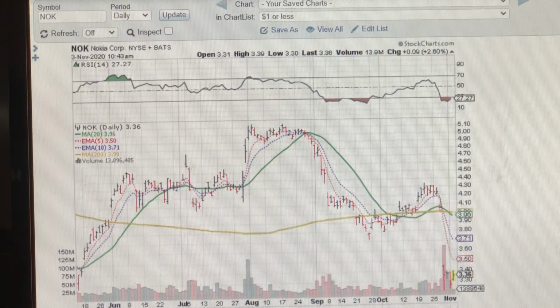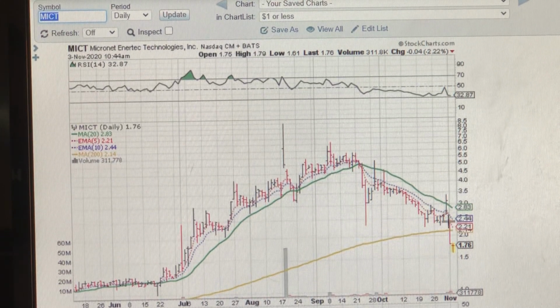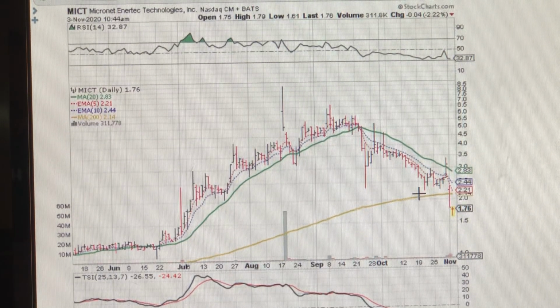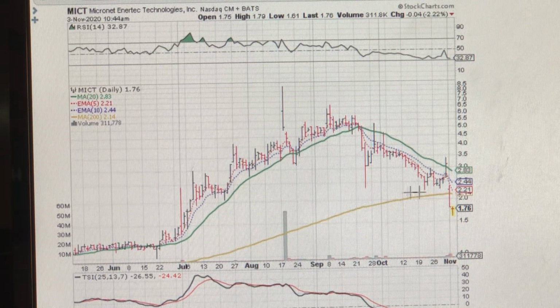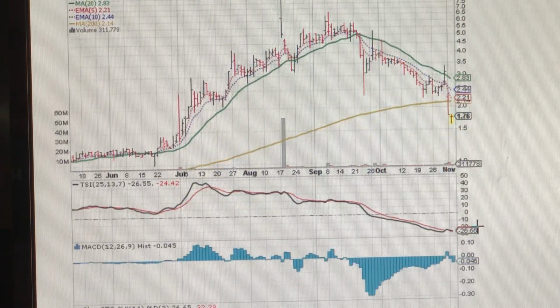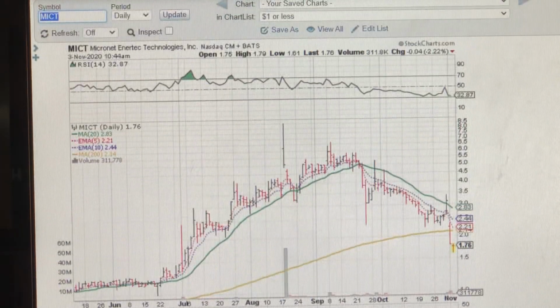What's another one? MICT. Look at this. Yesterday, it dropped 41% in a single session. Now, if you'd had a stop right here, you'd have got stopped out for sure. But if you didn't, you're down. What do you do? You stick with the money flow. You just wait. You let it set up, okay? You let it set up.